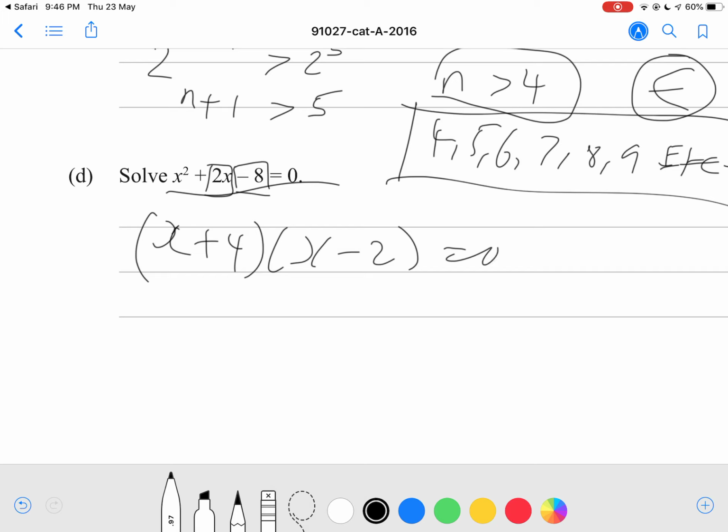So minus 2 and plus 4 multiplies to negative 8. Positive 4 and negative 2 add to positive 2. So therefore, that equals 0. So therefore, x either equals negative 4 or x equals 2, okay? So that's your answer here.